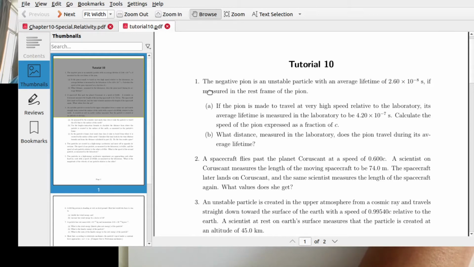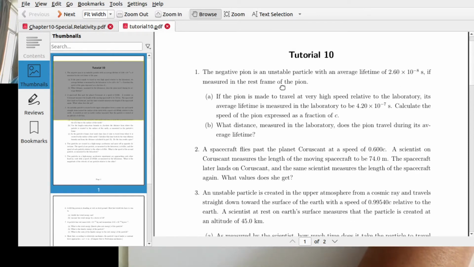So question 1: the negative pion is an unstable particle and this is the average lifetime. So we just take this as the time it exists, and then we measure this. If we measure this in the rest frame of the pion, that tells us that this number is a proper time. Okay, so the pion is made to travel at a very high speed. Let me write this down first. So 2.60 times 10 to the minus 8 seconds. This is the proper time, measured in the rest frame of the pion.